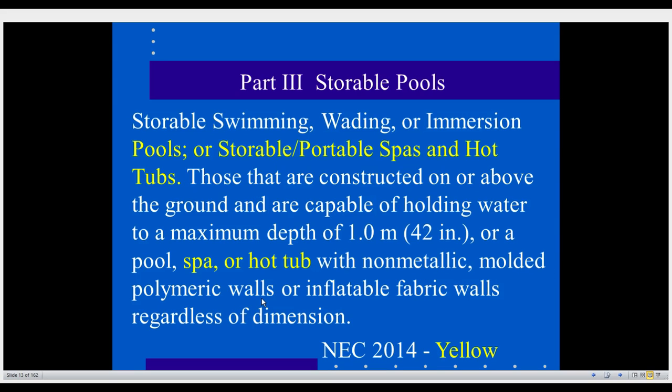Or a pool, spa, or hot tub with nonmetallic molded polymeric walls. These are the pools where the walls are made of plastic. Again, they're going to be 42 inches or less in depth, so they meet that requirement as well. These are molded polymeric walls, the thin walls that go around, again limiting the amount of water associated with them.